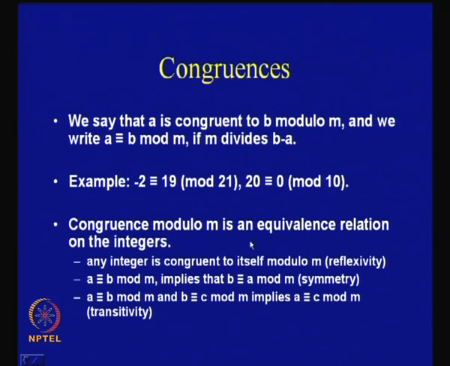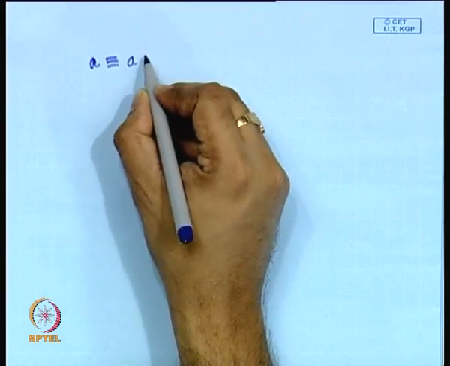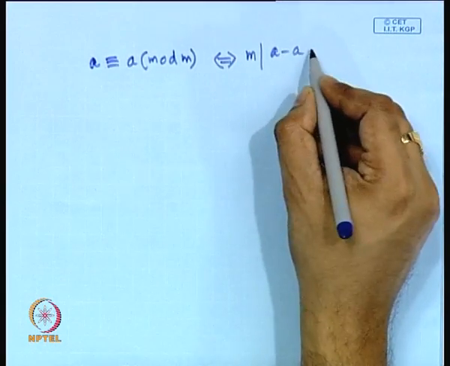Now, it will be noted that congruence modulo M is actually an equivalence relation on the set of integers. Let us try to reason it out. In order for a relation to satisfy the properties of an equivalence relation, it has to satisfy three important properties: reflexivity, symmetricity, and transitivity. Let us first argue why it is reflexive. It is reflexive because any integer is congruent to itself modulo M. If you take a number A, then A is congruent to A mod M. Why? Because this means that M divides A minus A, which is 0. So, this is true.